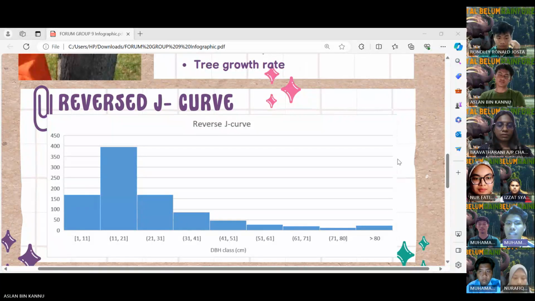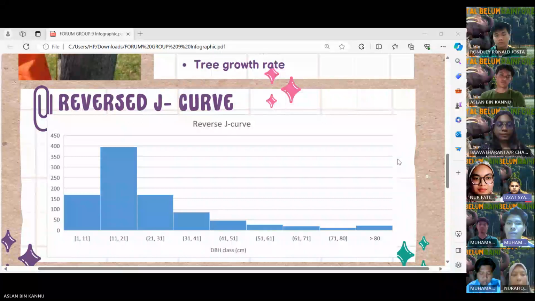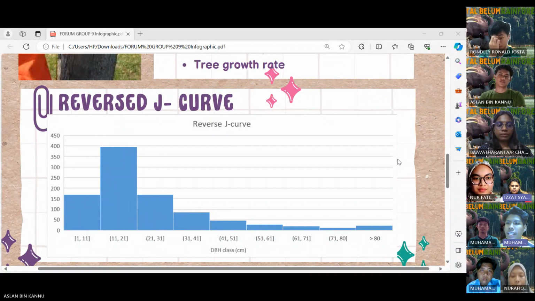Next is the important value index. In the important value index, you must have relative frequency, relative dominance, and relative abundance. Relative frequency shows the percentage of species found in the total area, which is the total sum of species in the area or plot. Relative density shows the density of the species in some area. And lastly, relative dominance shows whether some species is dominant in that area. And we get the important value index. The important value index is how you measure the dominance of species in some area.